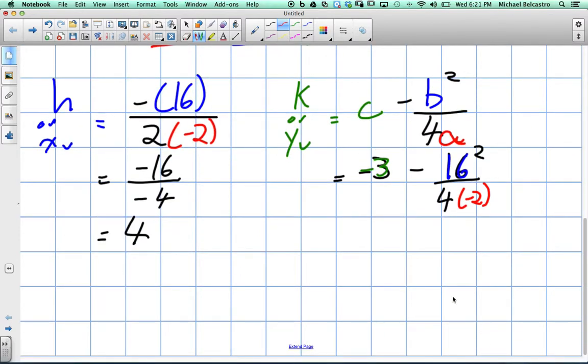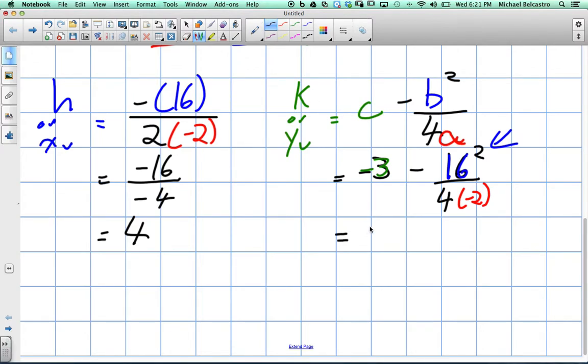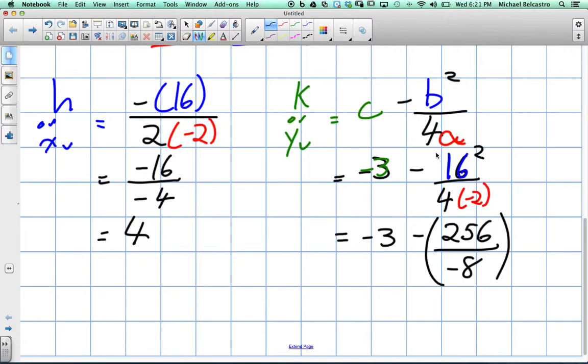Great. So according to BEDMAS, we work with our exponents first. So 16 squared, luckily I went and checked that out beforehand. That's 256, so we get -3 minus 256 divided by 4 times -2, which is -8, okay? We'll do this first also, so I almost think of this like its own operation that needs to be done first, so maybe I should put a bracket around there to help with the formula, okay? 256 divided by -8 is -32.